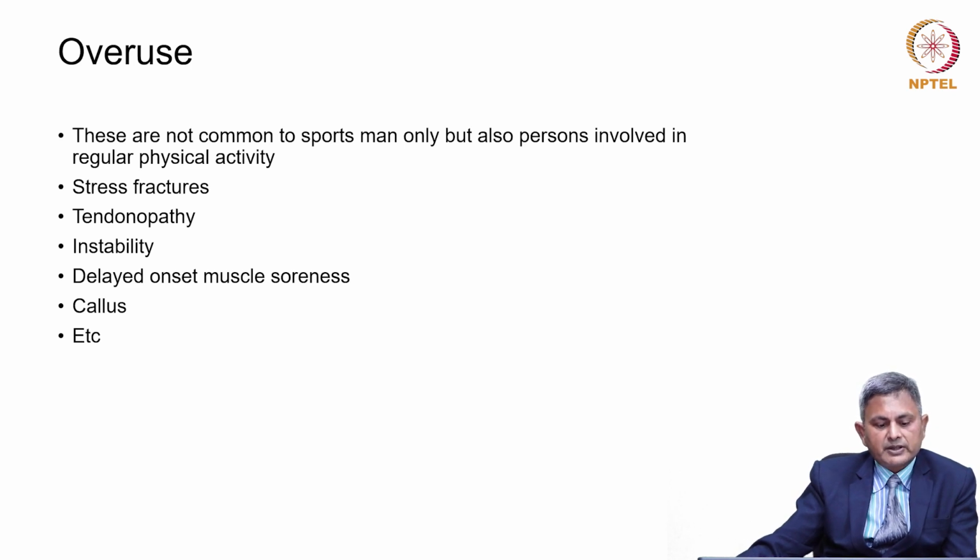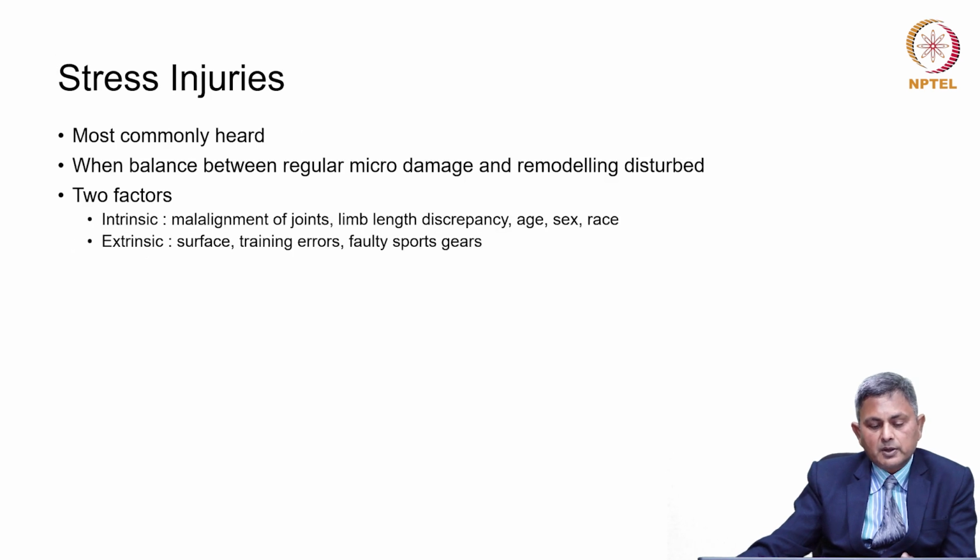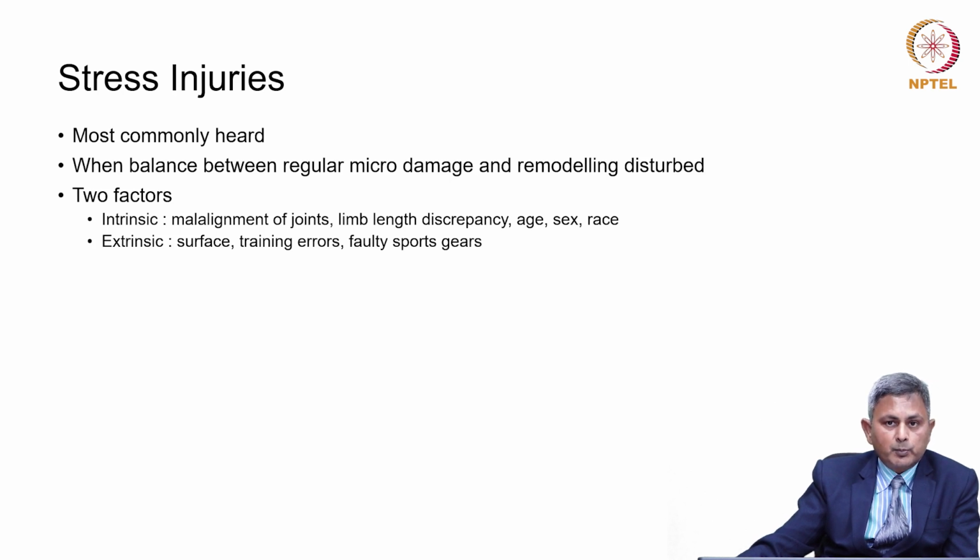The examples are stress fractures, tendinopathy, instability, which I have already shown you in the table. And among these overuse injuries, the most common are stress reactions or stress injuries of the bones. And why do these occur? Malalignment of joints, limb length discrepancies, and because of age, sex, and race. Some are more prone, and few persons are less prone. Then hard surfaces are more prone for these stress reactions. Training: all of a sudden, if you give excessive training load, then the chances of injuries are more. Then the faulty sports gear.